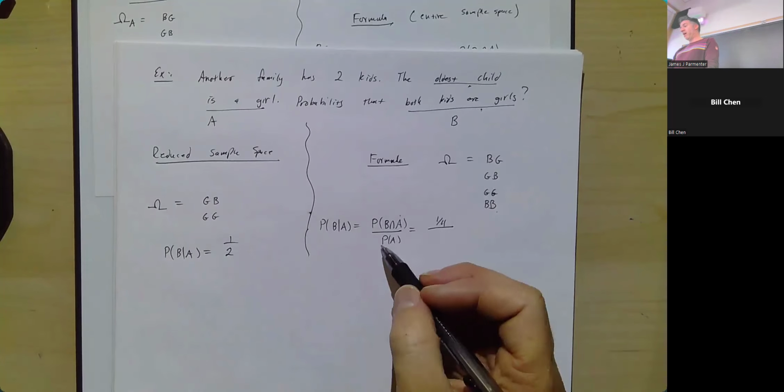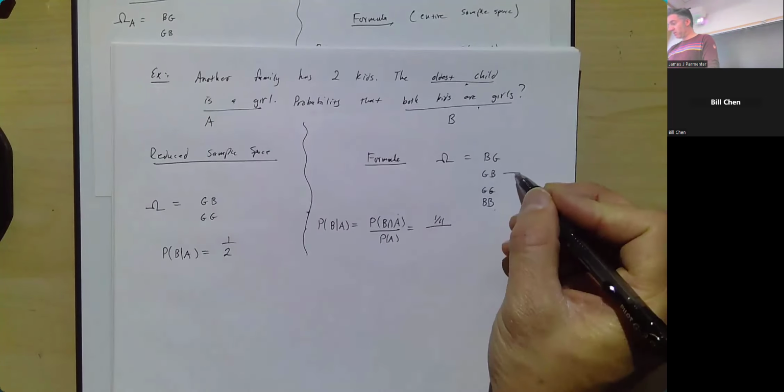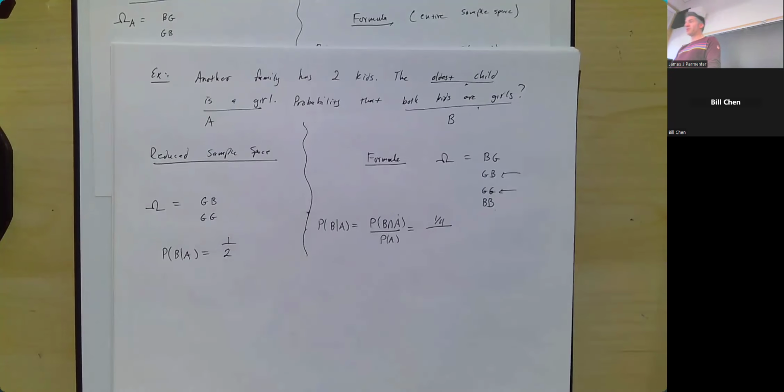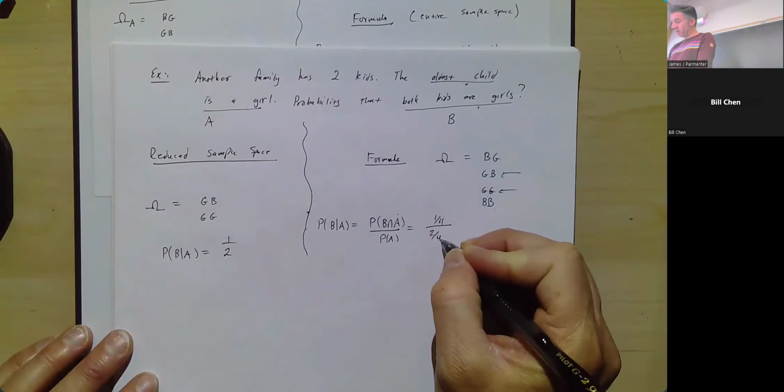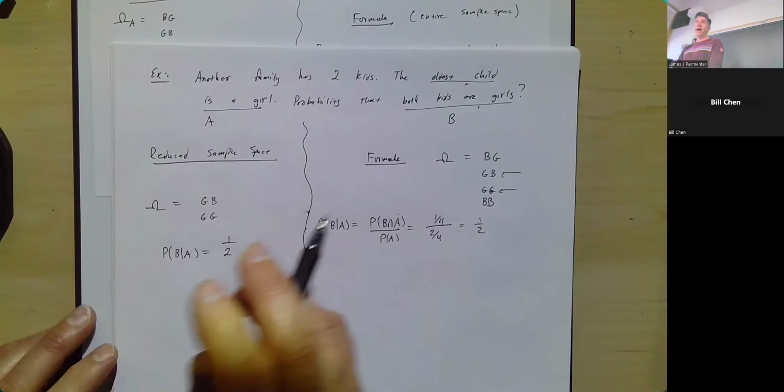Whereas the probability of A, if the oldest child is a girl, well, there's exactly 2 ways that can happen. So the probability of A is going to be 2 out of 4. And again, we see that no matter which way you do it, you still should get the same answer of 1/2.